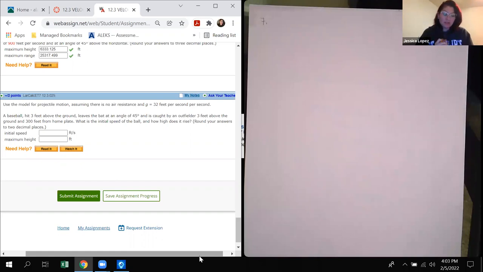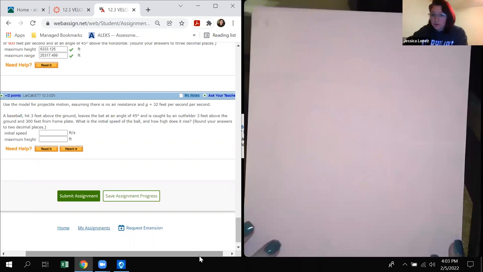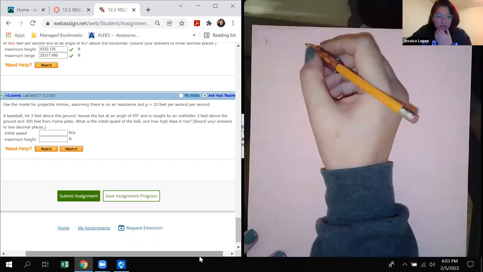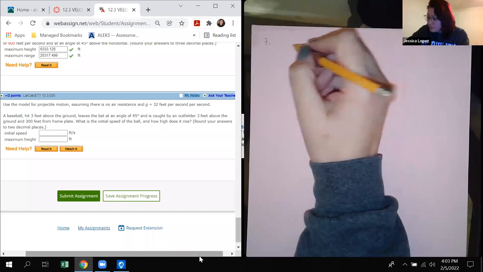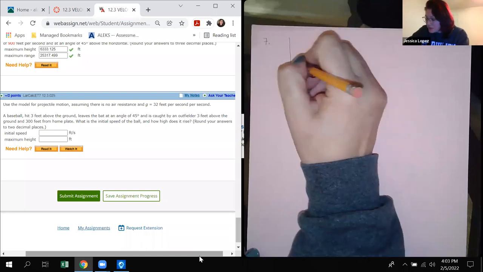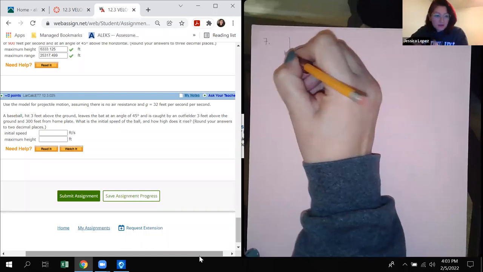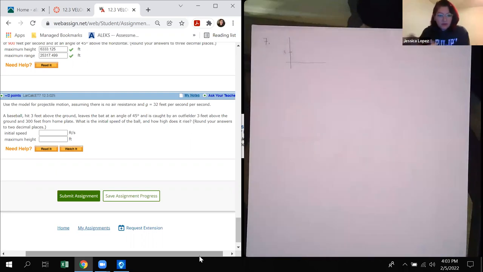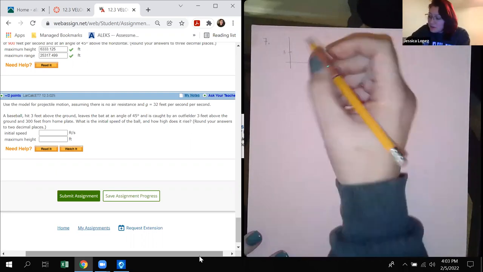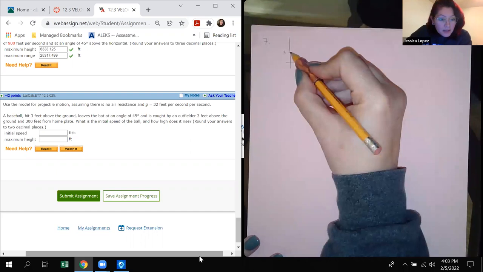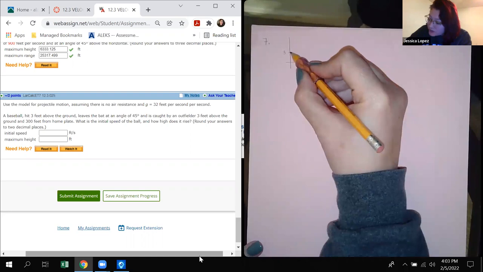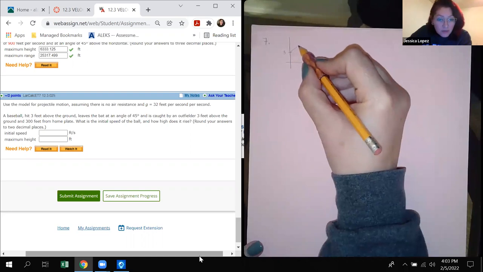So I'm going to do the exact same thing that I did before, where we do everything on one half of the page for the horizontal component, then everything on the other side of the page for the vertical component. So it does tell me that the ball is hit. I'm going to draw my projectile again, but this time it's 3 feet above the ground. I guess the player, where they're swinging, is about 3 feet off the ground. So the baseball, it's 3 feet above the ground and leaves the bat at an angle of 45 degrees. So this is like a 45 degree angle.